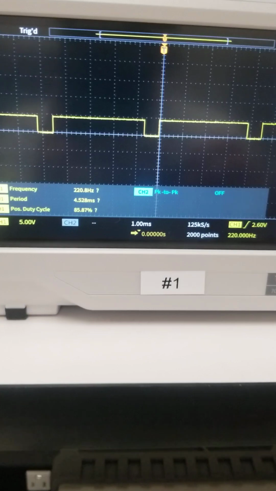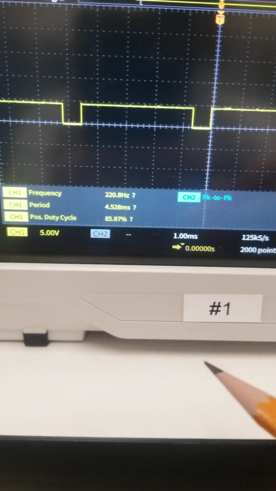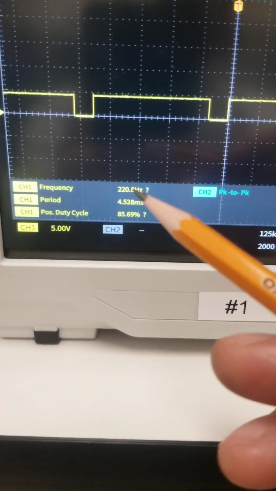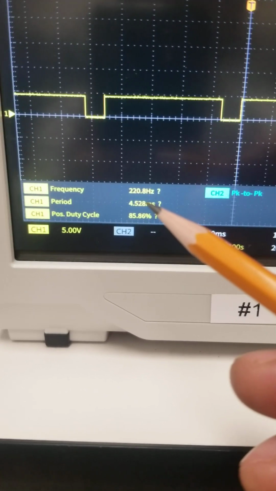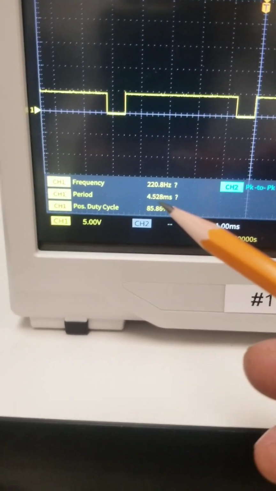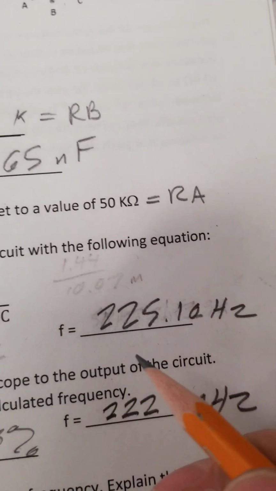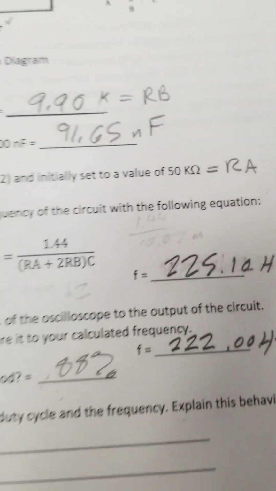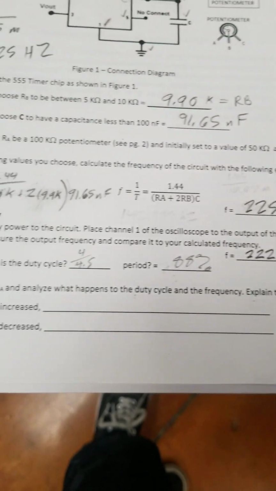Up here on the scope, you can see that confirms my calculation. It works. It's real close, 220.8, and I got 225.1, so that's reasonable.